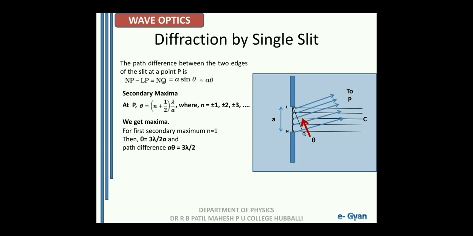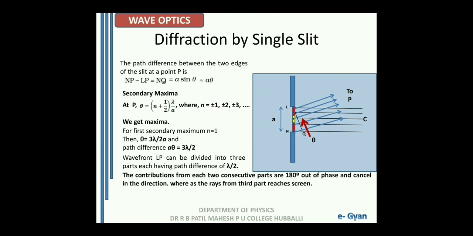Now for the first secondary maximum, let us put n is equal to 1. Then theta becomes 3 lambda divided by 2a, and the path difference at point P from L and N becomes a theta is equal to 3 lambda by 2. Now the wavefront LN can be divided into 3 parts, each with path difference lambda by 2. The contributions from two consecutive parts, one red and another yellow as you see on the wavefront, are out of phase and cancel in that direction, whereas the rays from the third part reach the screen.